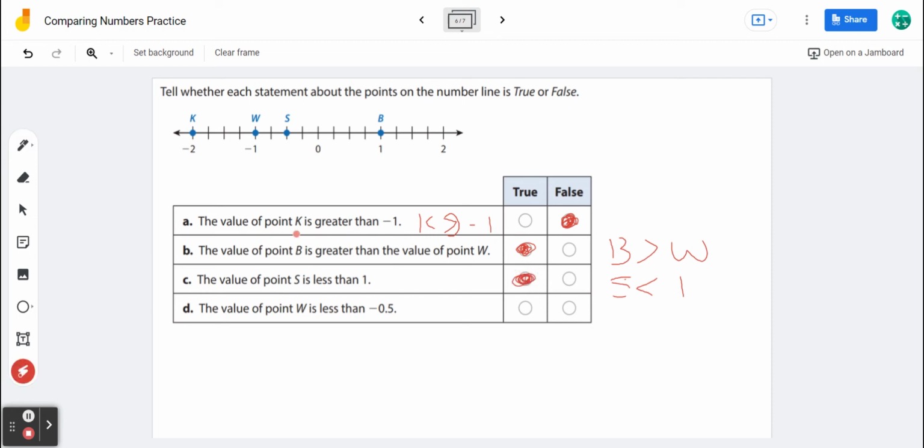D, the value of point W is less than -0.5. Point W is less than -0.5. W is right here. 0.5, that's like right here. This is -0.5. It's halfway between 0 and -1.